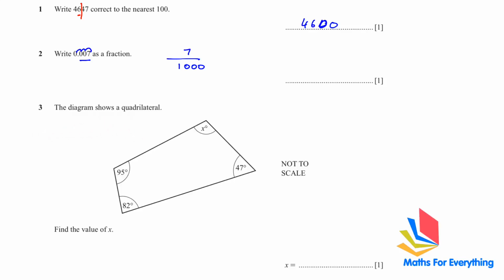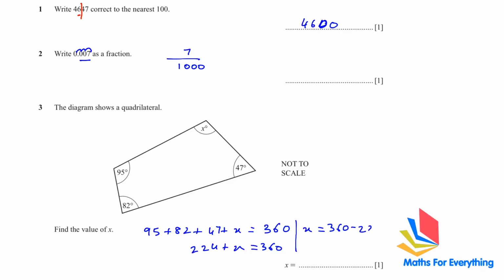Question number 3. The diagram shows a quadrilateral. Find the value of x. The sum property of angles in a quadrilateral is that when you add all the angles together, they are equal to 360. So 224 plus x is equal to 360, and x is equal to 360 minus 224, which is 136.